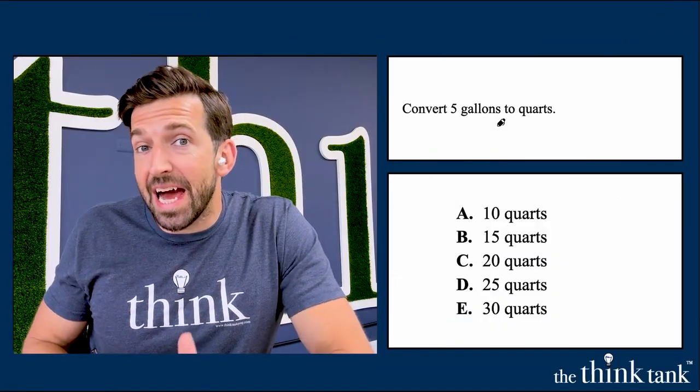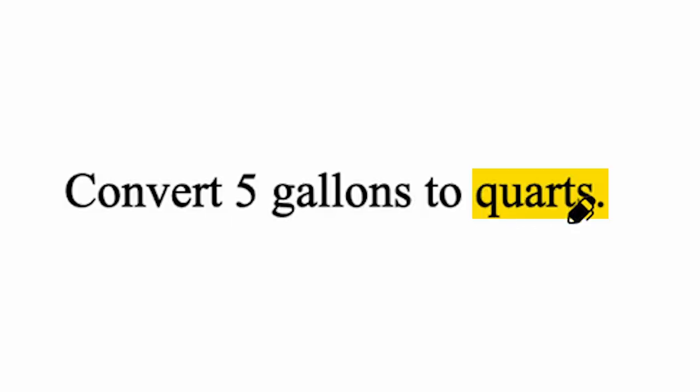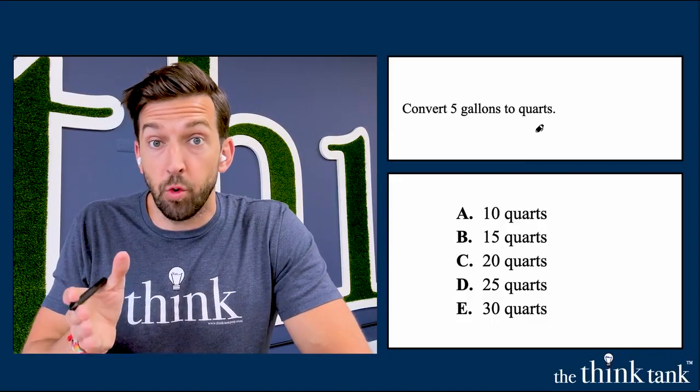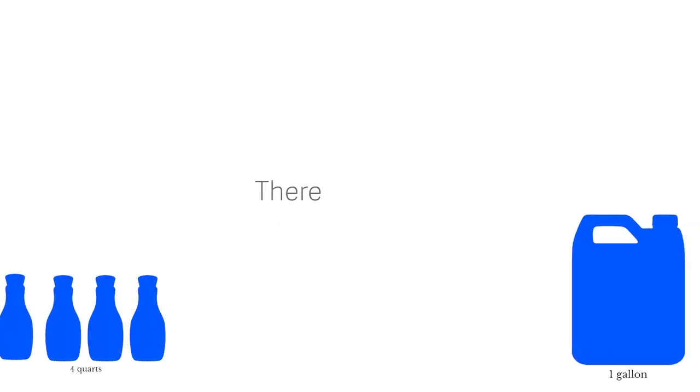Okay, well, the reason I bring that up is quarts into gallons. Quarts is short for quarters. How many quarts are in a gallon? 4. The same as there are 4 quarters in a dollar or any of those other examples I gave you. There are 4 quarts, as in quarters, of a gallon. There are 4 quarts in a gallon.